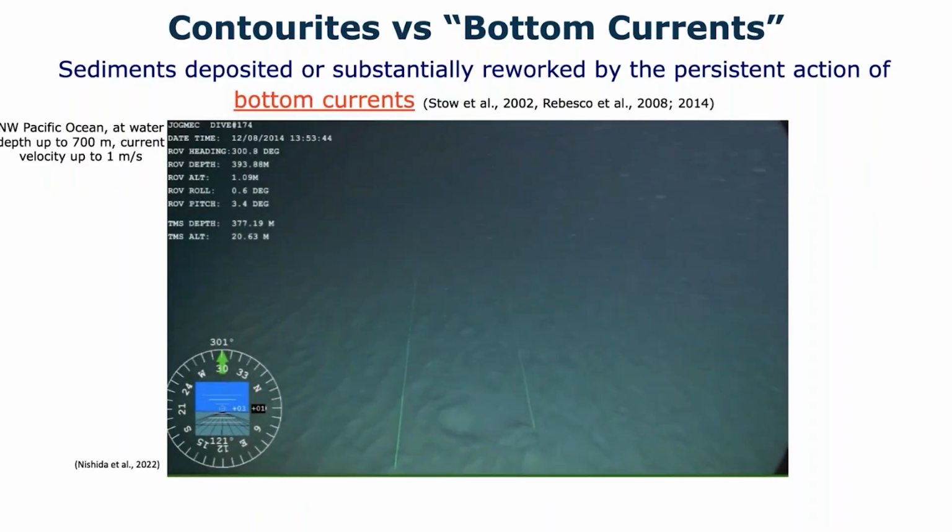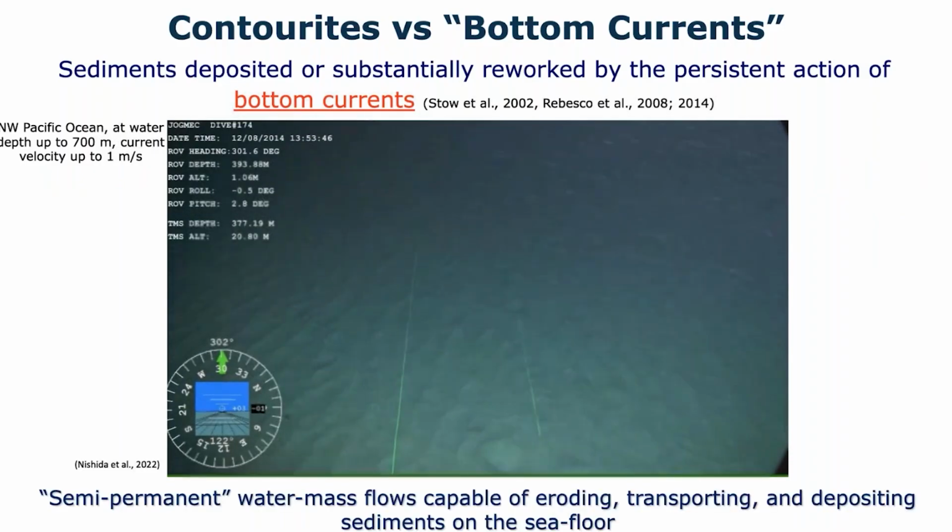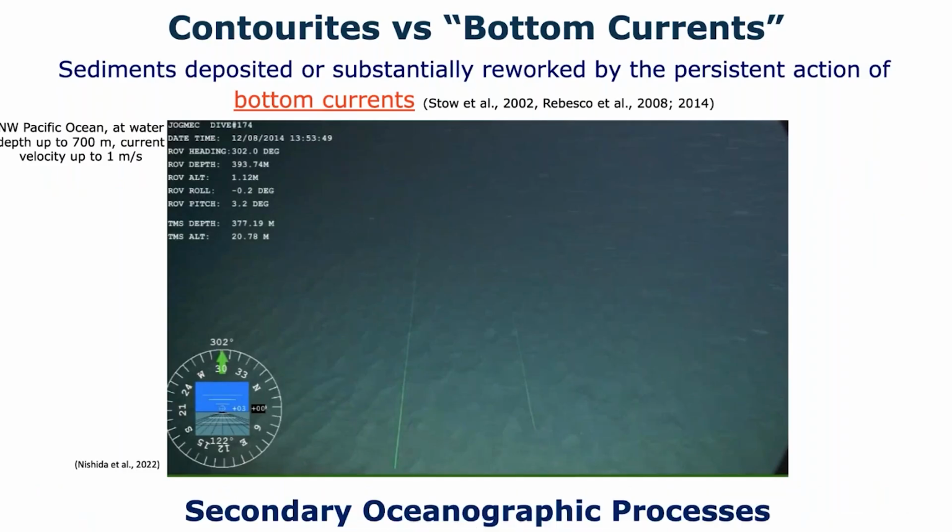Why do we consider bottom currents? Because the definition of bottom current that we use is that they are semi-permanent water mass flows with the capacity of load transport for depositing sediment on the seafloor. So it's no longer thermohaline currents or the thermohaline system in the definition. And the reason is that there are other processes, as Elda, Sarah and others explained today.